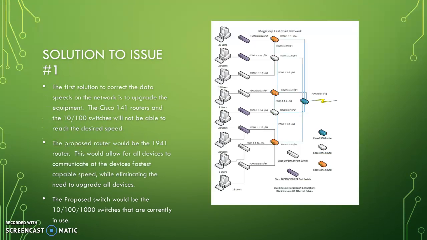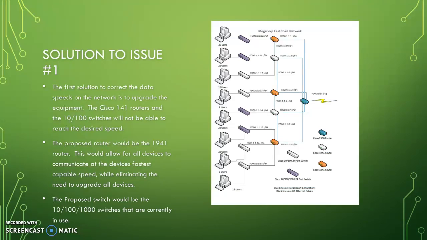Now the solution to the speed issue. The first solution to correct the communication speeds on the network is going to be, as mentioned, to upgrade the equipment. The 1841 routers, which I for some reason wrote 141 routers, and the 100 megabyte per second switches are not able to reach the desired speed. So these routers and these switches will have to be removed from the network.